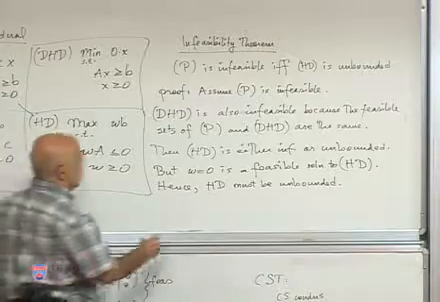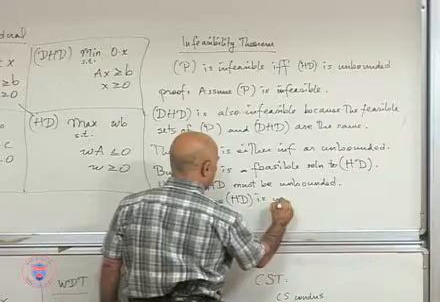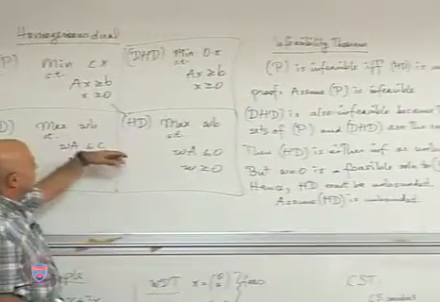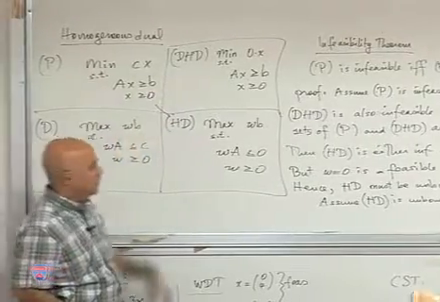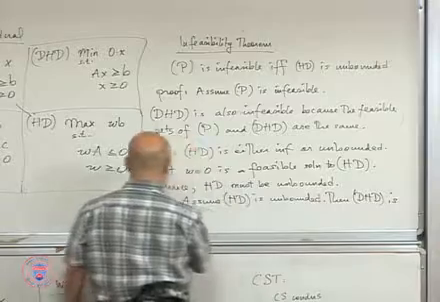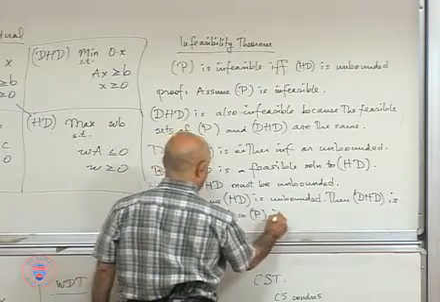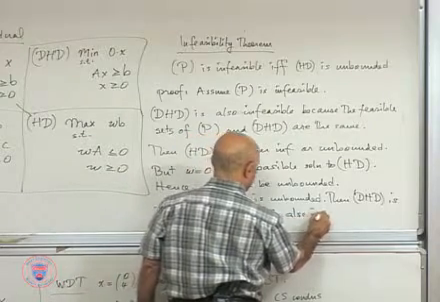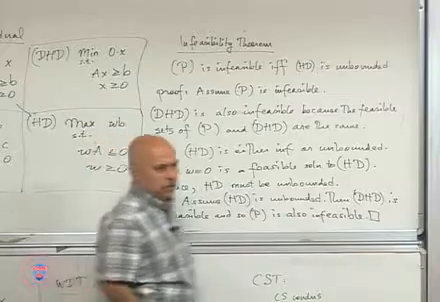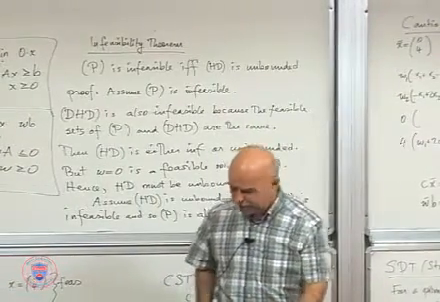The second part, assume HD is unbounded. Then what does that say about P? Well, first of all, DHT is infeasible, which means P is also infeasible, because DHT and P have the same feasible sets. If one is infeasible, the other one is also infeasible. Okay, so that's what your homogeneous dual does.